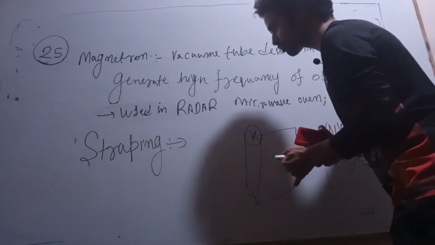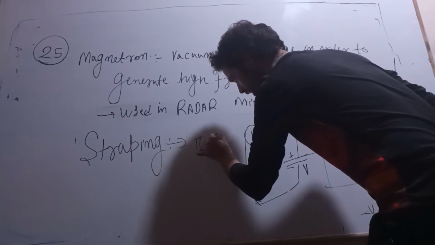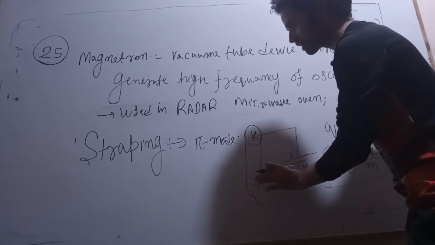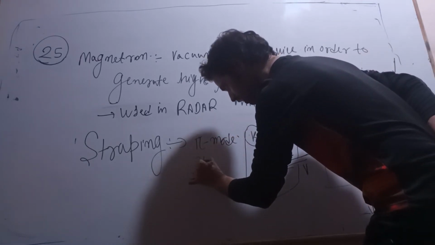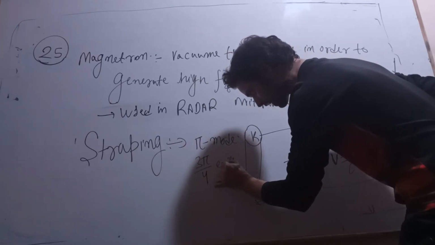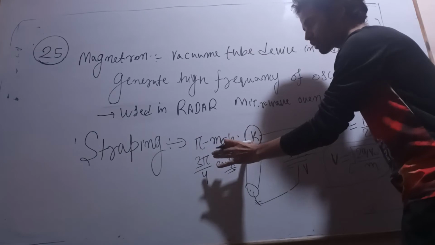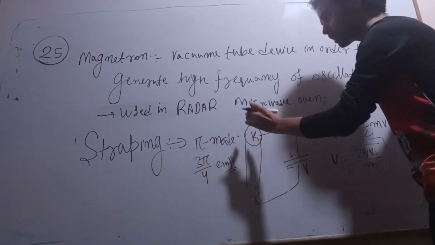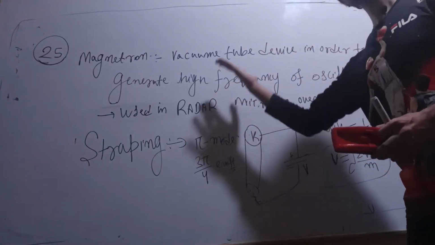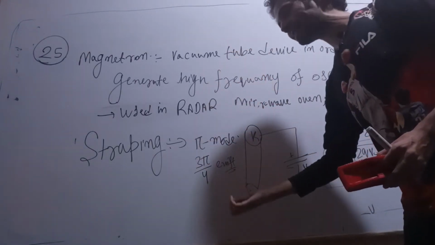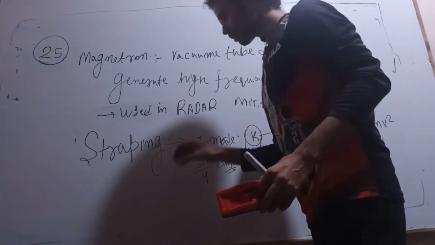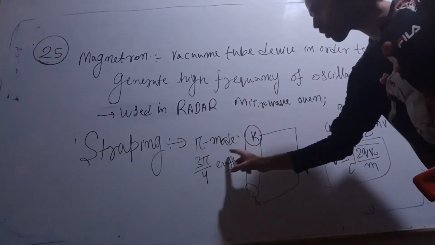It changes because we have the pi mode. Due to this disturbance in the DC power supply, this mode may change to 3 pi by 4, which also exists, but this is pi mode. Pi mode is the mode where we can achieve the maximum power. Maximum power means maximum energy of the electron is transferring into the RF signal, the radio frequency signal, in this pi mode.